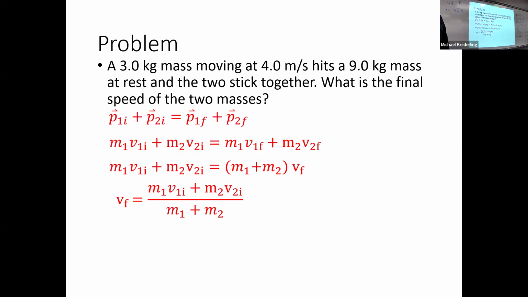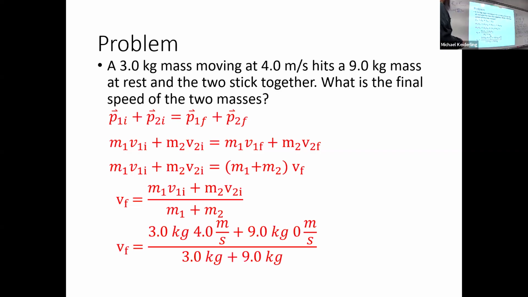So if we solve for V final, it's mass 1 times velocity 1 initial plus mass 2 times velocity 2 initial over mass 1 plus mass 2. So 3 kilograms times 4 meters per second plus 9 kilograms times 0 meters per second over 3 plus 9. So that's 3 times 4, that's 12, plus 0, over 12. It gives you 1 meter per second. Final velocity.